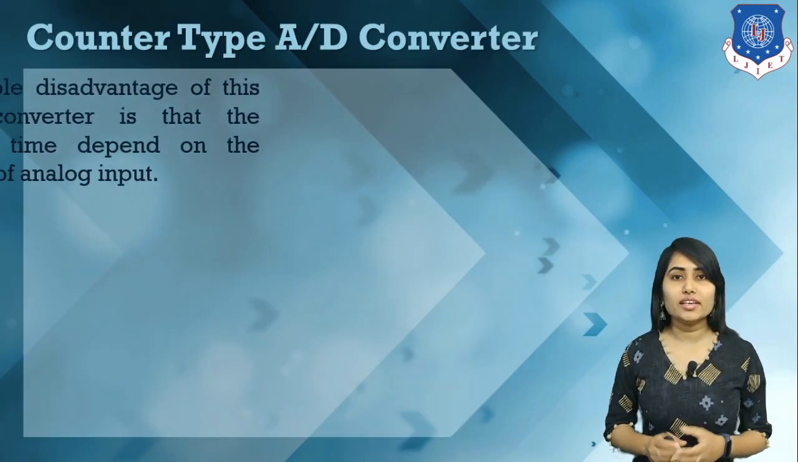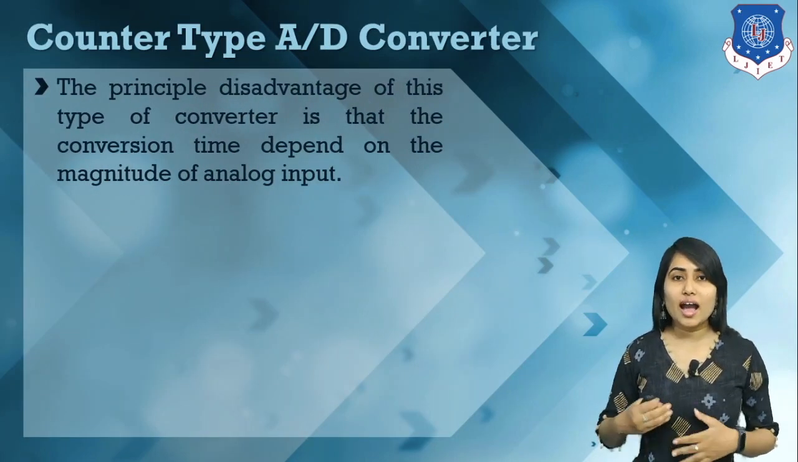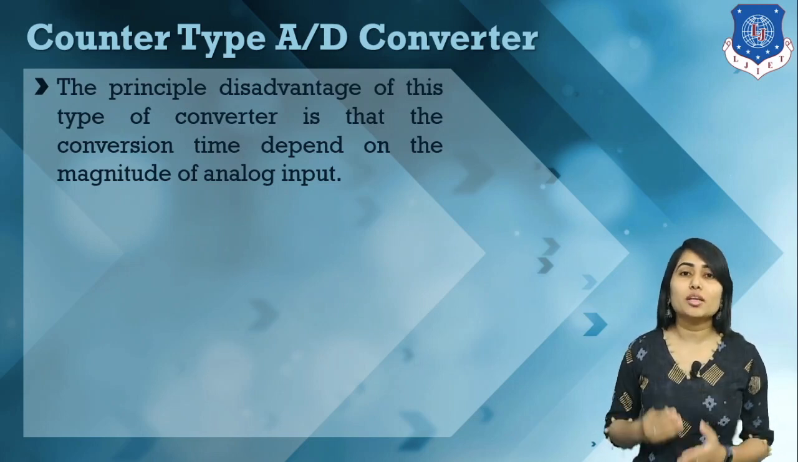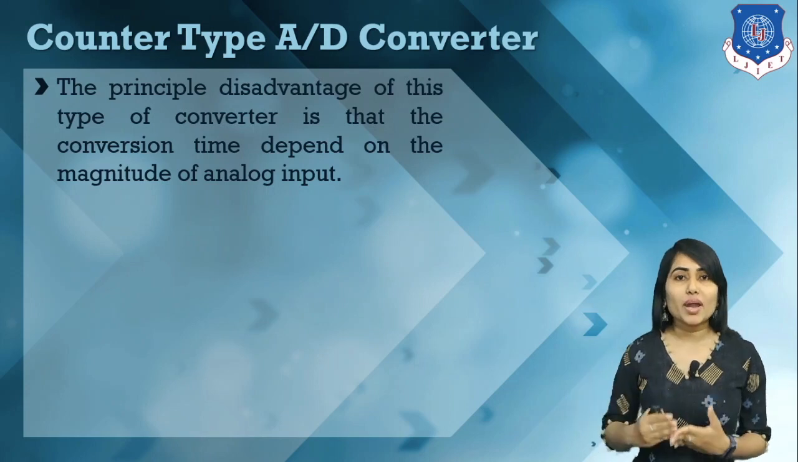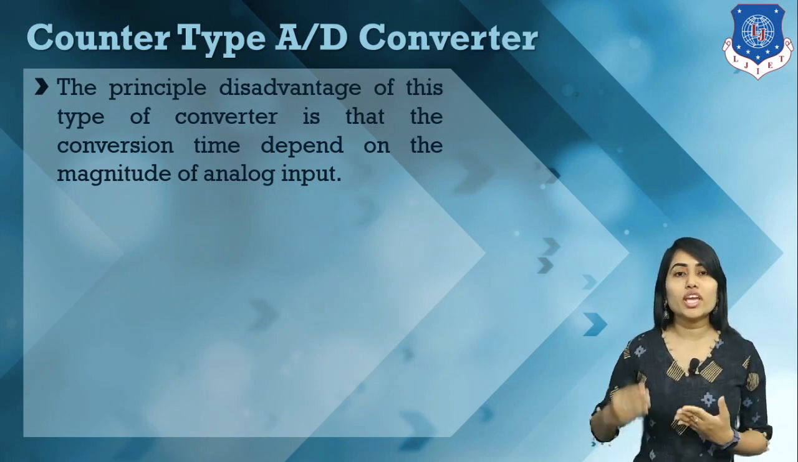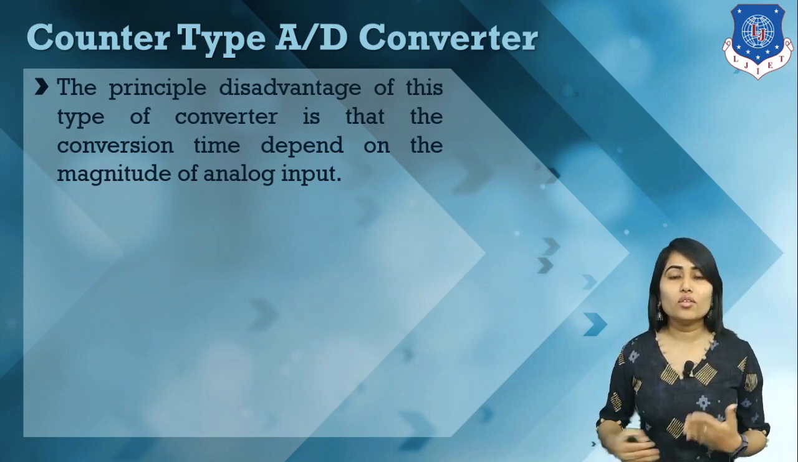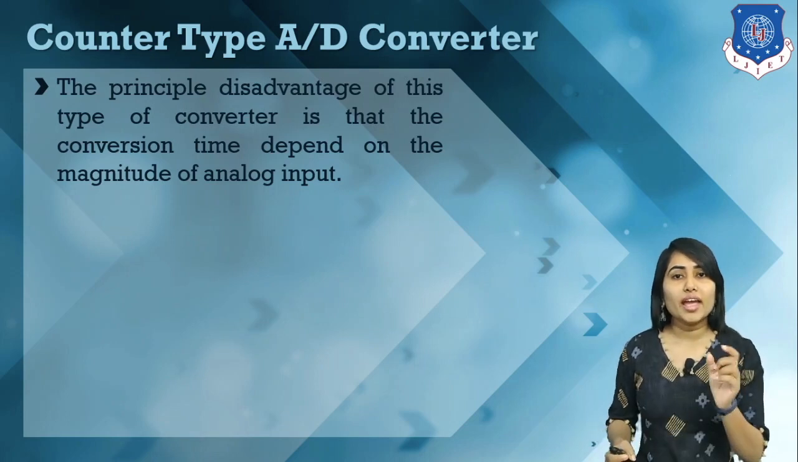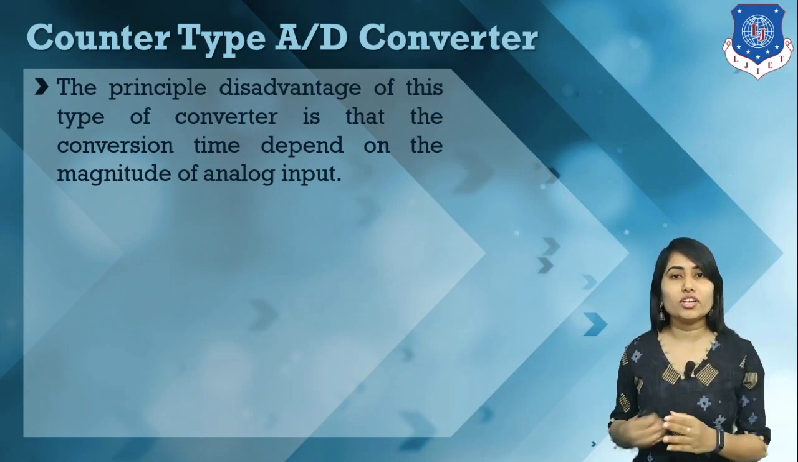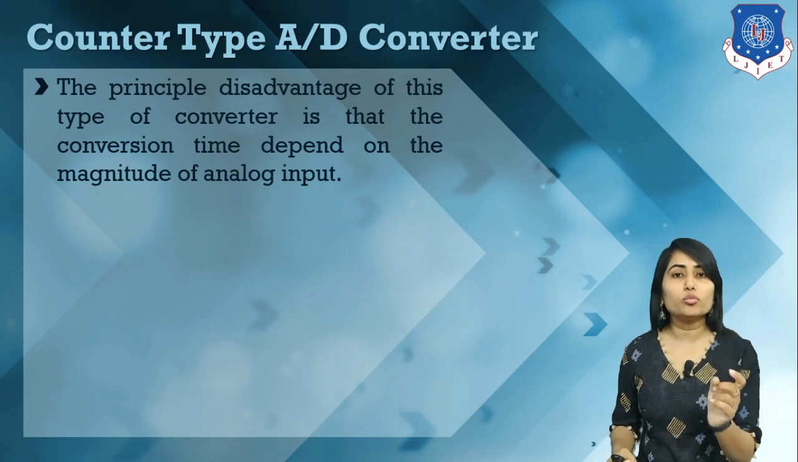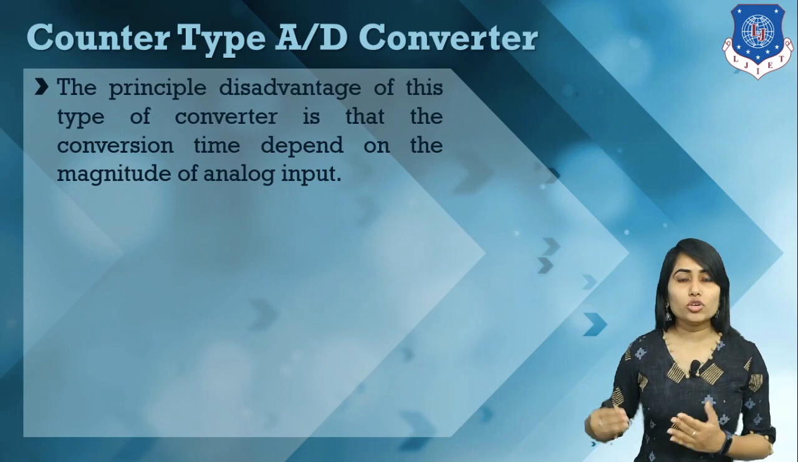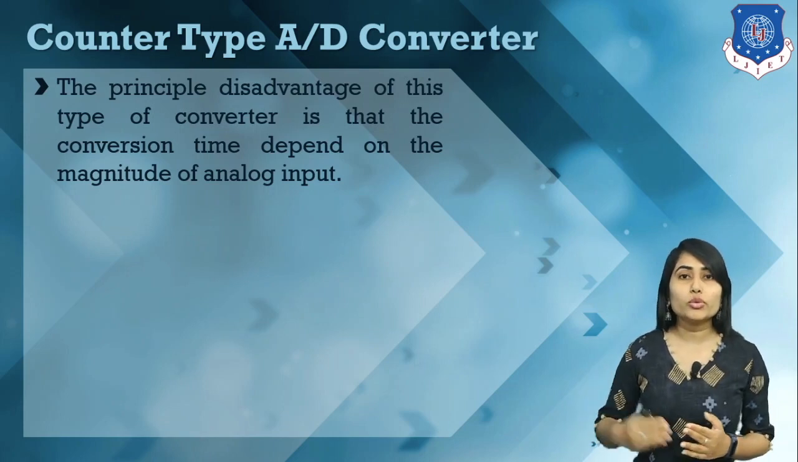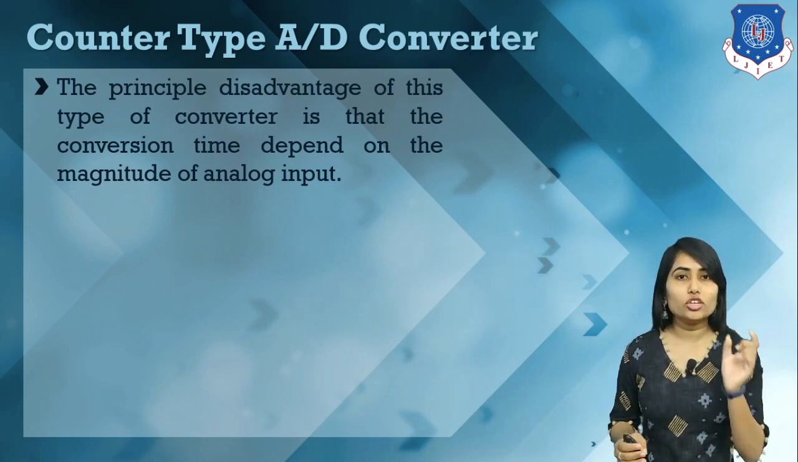This counter type analog to digital converter circuit has a higher conversion time because it depends on the magnitude of our input voltage. Depending on the analog input, the time varies. For an analog input of 9 we have a different conversion time than for an analog input of 6, because the counter will count up to 6 or up to 9 depending on the value of the input voltage.